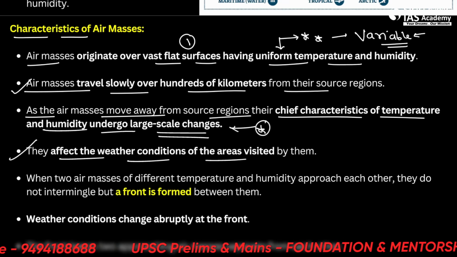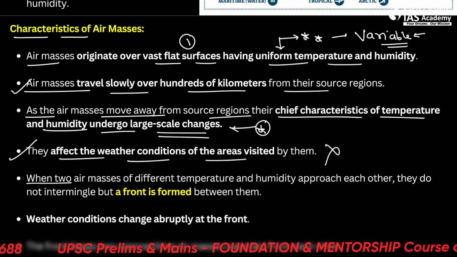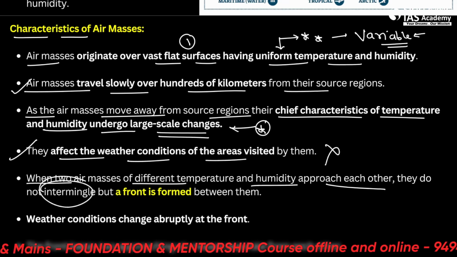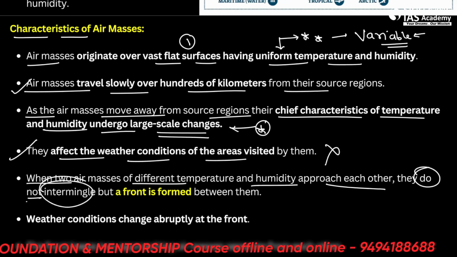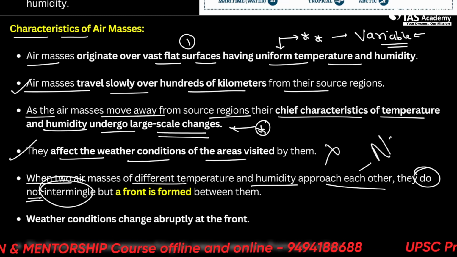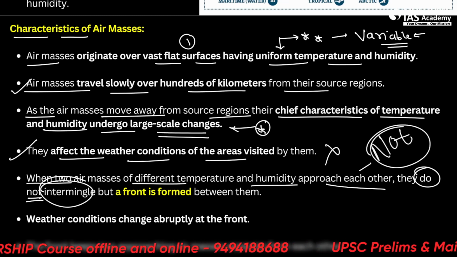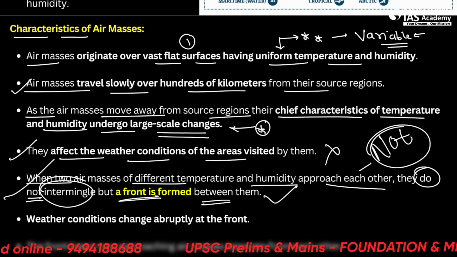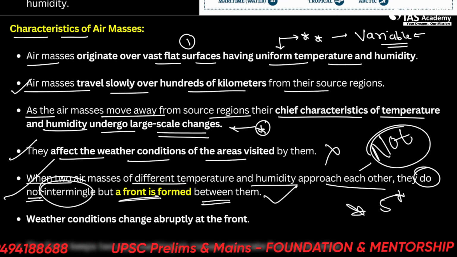Again, very natural, no need to remember. So when two air masses of different temperature and humidity approach each other, they do not intermingle. Okay, they do not intermingle. Please remember, not intermingle. But if a front is formed between them, please remember this characteristic of the air mass, a very important characteristic, 5-star.